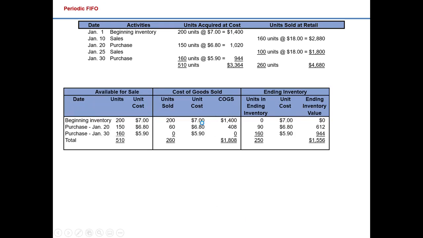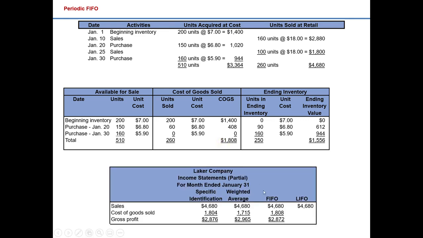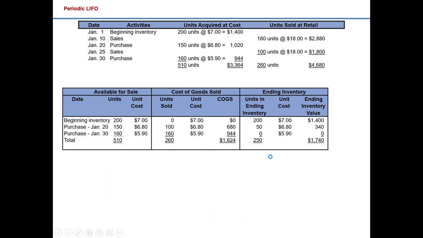FIFO is first in, first out. So the pattern here is when we were costing out the units, we started with the earliest purchases first. What was left was our most recent purchases. Cost of goods sold under FIFO was $1,808 minus our sales value of $4,680 gives us a gross profit under FIFO of $2,872. Our last cost flow method was LIFO, last in, first out.